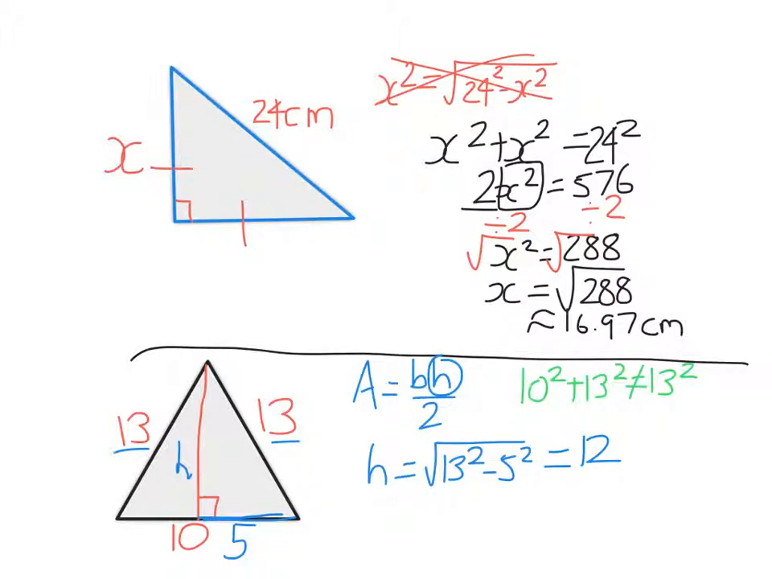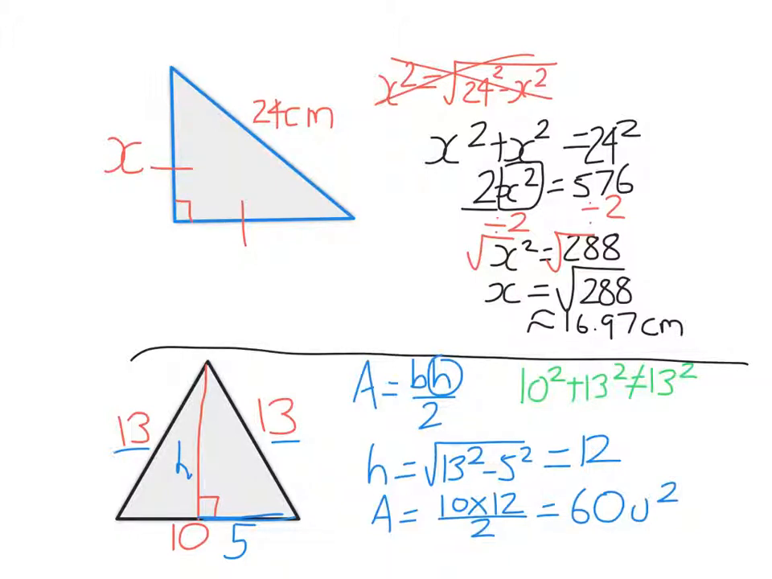So the area of this triangle I can now find. The area is the base times the perpendicular height, which I just found, divided by 2. And the answer is 60. Because no units were given, I just write units squared. So I was able to find the area by using Pythagoras. Before I used Pythagoras, I didn't know the perpendicular height. So let's look at another example where Pythagoras can aid us to find the area of something.